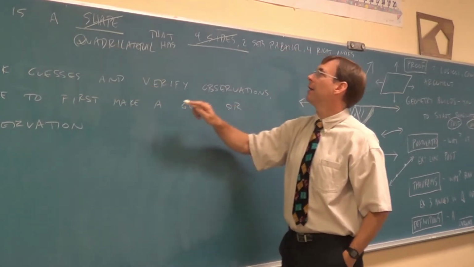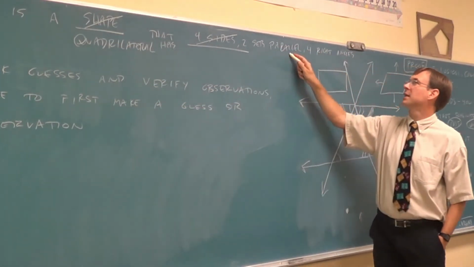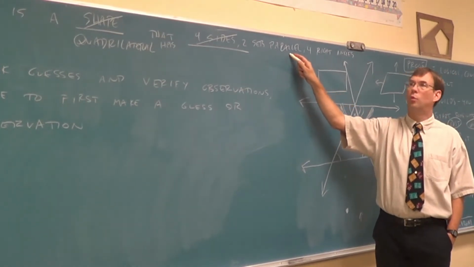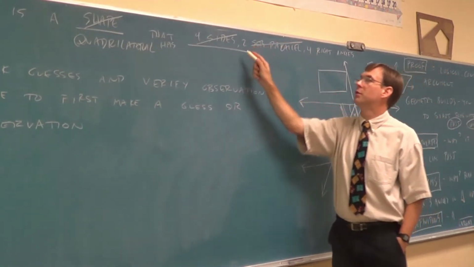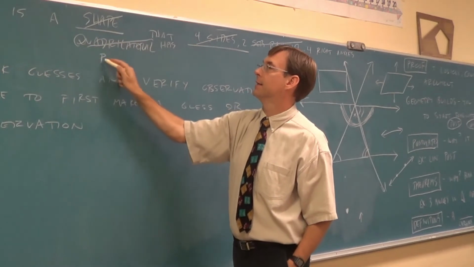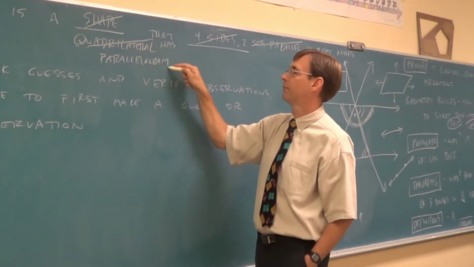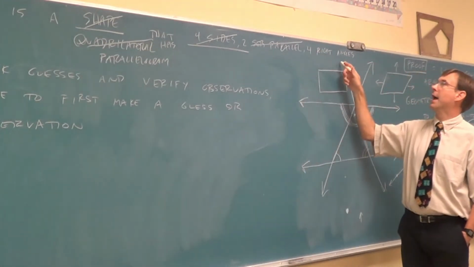A quadrilateral with 2 sets of parallel sides. That has a name. A quadrilateral with 2 sets of parallel sides is a parallelogram. So we could call that a parallelogram and say that it has 4 right angles.